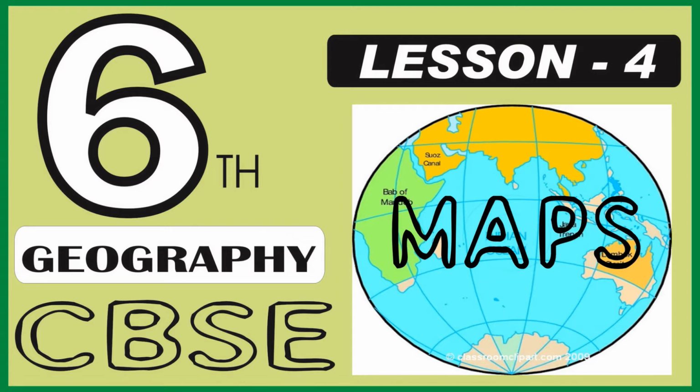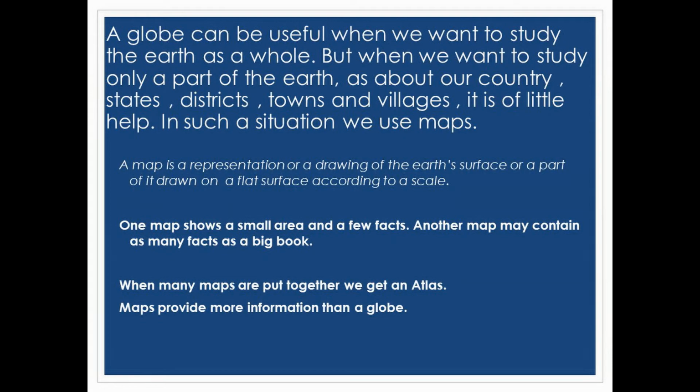You have learned in the previous chapters about the advantages of a globe. However, a globe has limitations as well. A globe can be useful when we want to study the earth as a whole, but when we want to study only a part of the earth, such as our country, states, districts, towns and villages, it is of little help. In such a situation, we use maps.